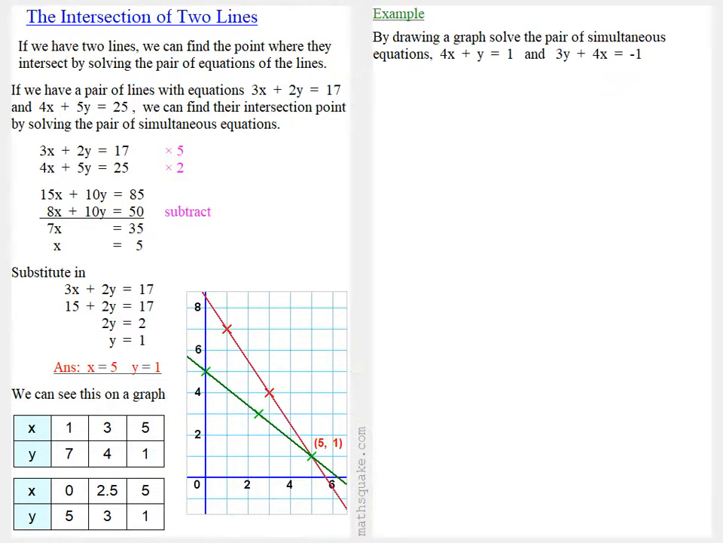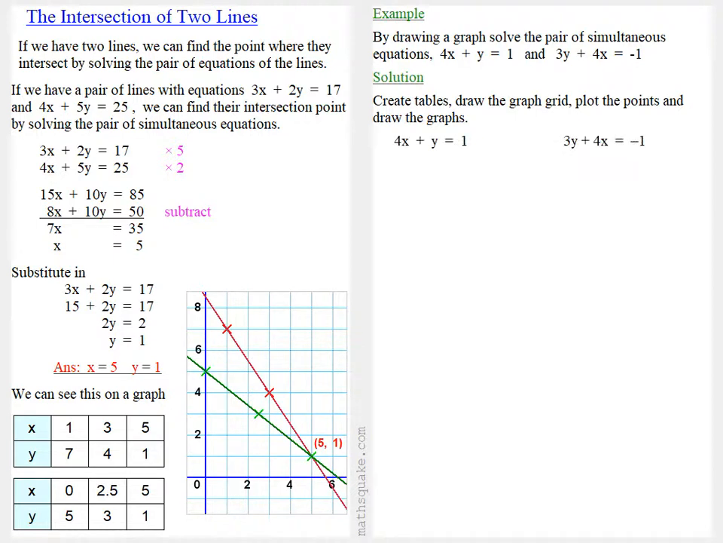By drawing a graph, solve the pair of simultaneous equations 4x plus y equals 1 and 3y plus 4x equals minus 1. Now to solve this, we need to create tables and then draw the graph grid, plot the points and draw the graphs.